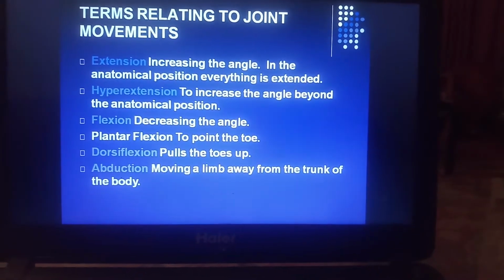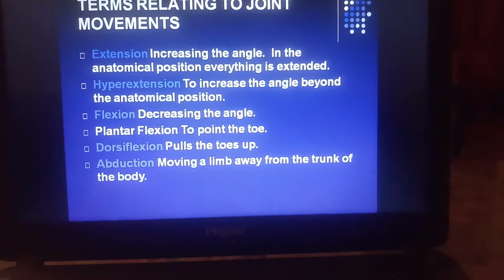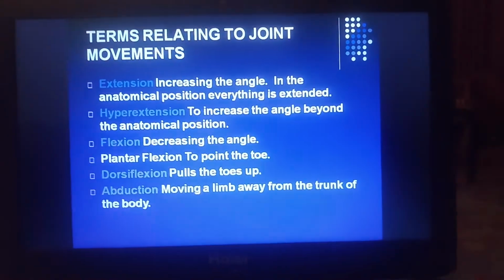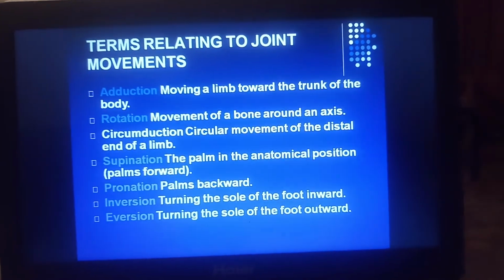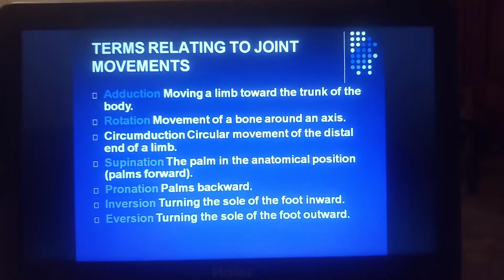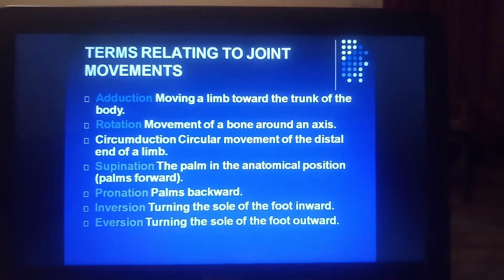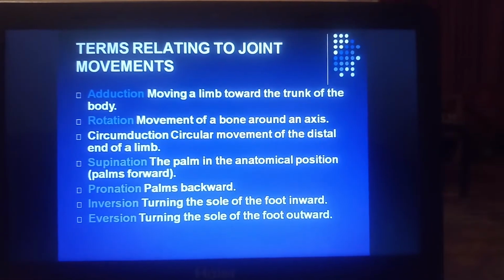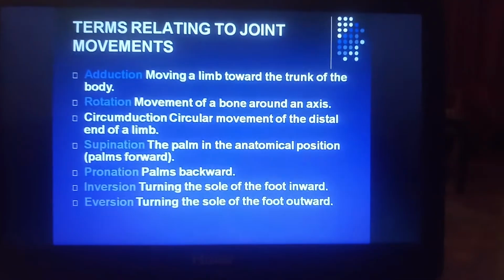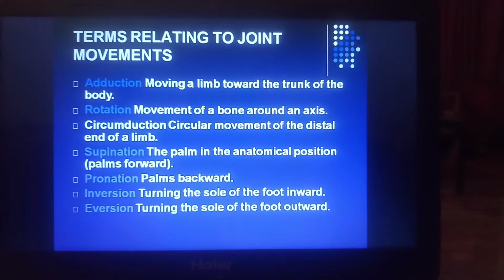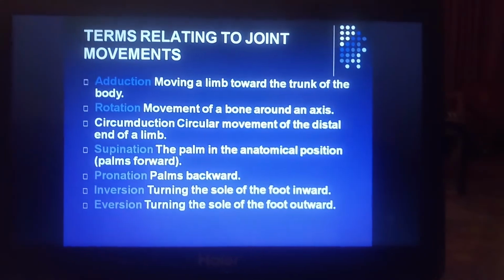And what is abduction? Abduction is moving a limb away from the trunk of the body or from the midline plane. If you move the limb away from the trunk of the body, this is known as abduction. And what is adduction? This is opposite to abduction. If you move a limb toward the trunk of the body, this is known as adduction. What is rotation? Movement of a bone around an axis. It is known as rotation.